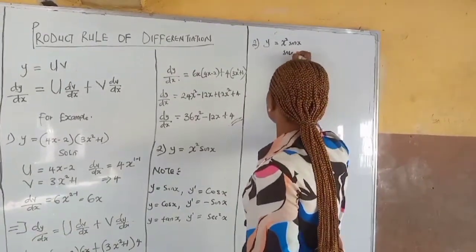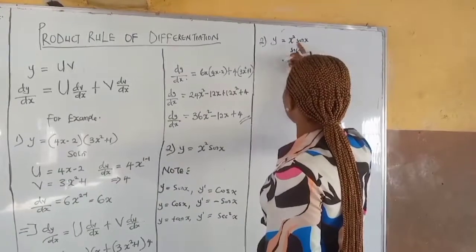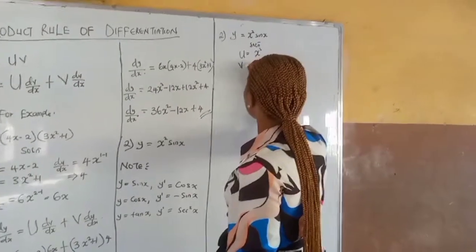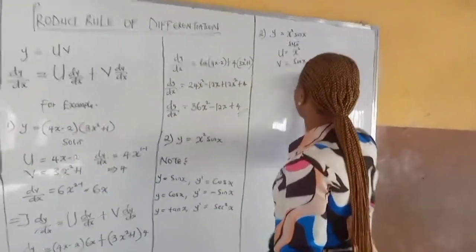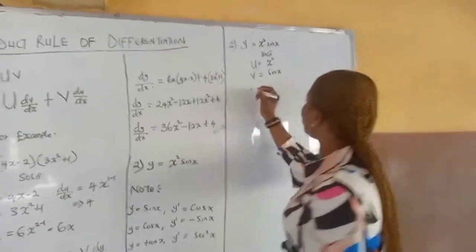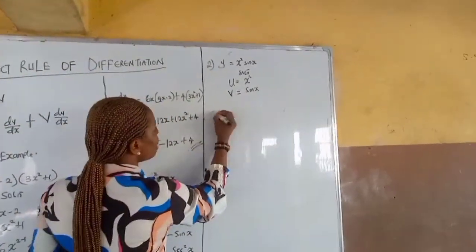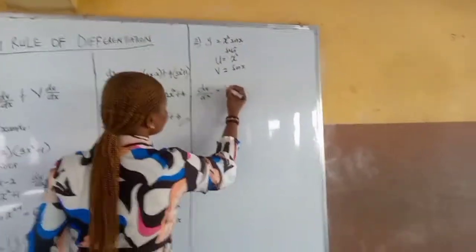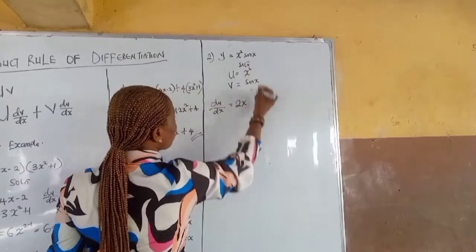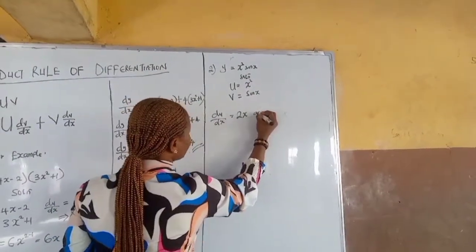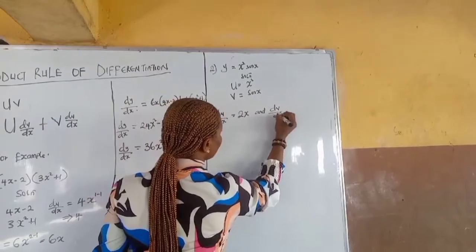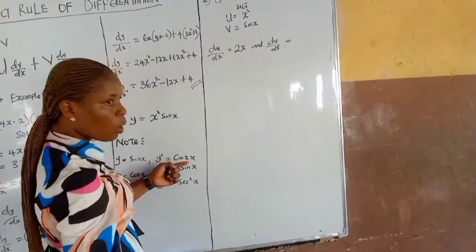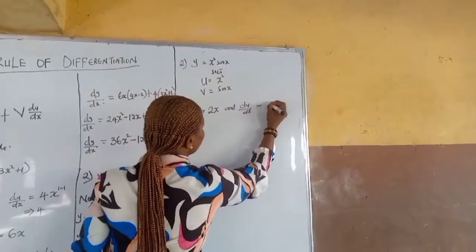So my solution is, pick your u to be x squared. Your u is always the first, and your v to be sine x. So that my du/dx will be, remember, you multiply this with the coefficient so that I have 2x. When you subtract 1, only 1 is remaining. And my dv/dx is, when you differentiate a sine function, you have a cos function.